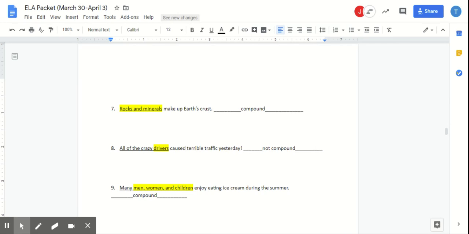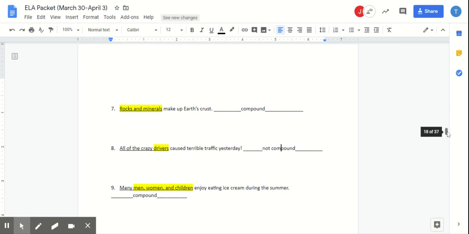Number 9, many men, women, and children enjoy eating ice cream during the summer. So, of course, I am underlining many men, women, and children as my complete subject. I highlighted men, women, and children as the simple subjects, and this is a compound subject because this is giving me three different simple subjects of what this line is about.